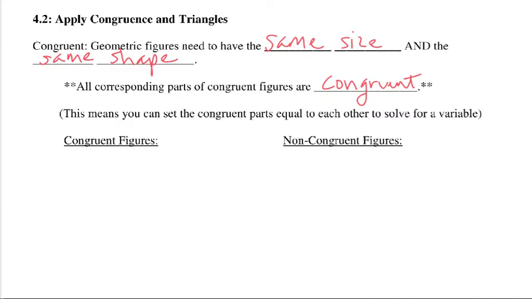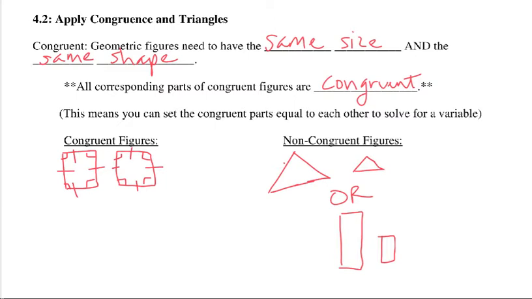So for some pictures of congruent figures, these are two squares. I made all of them have the same congruent sides, and then the congruent angles. Since I have 90 degrees for all of them, they all are congruent. For an example of non-congruent figures, this is what it may look like. You can see that they're the same shape, but they are not the same size. And for them to be congruent, we need them to be the same size and the same shape.